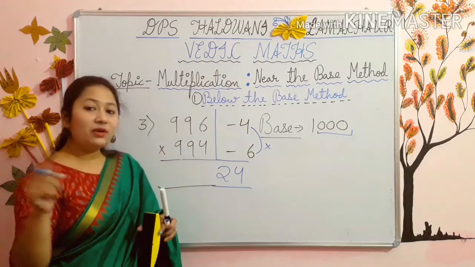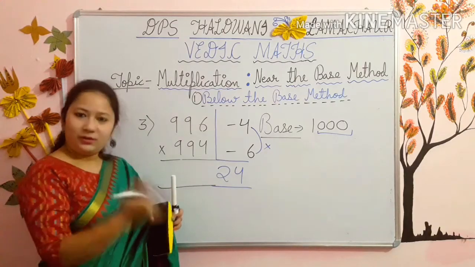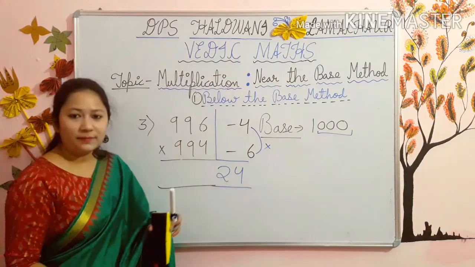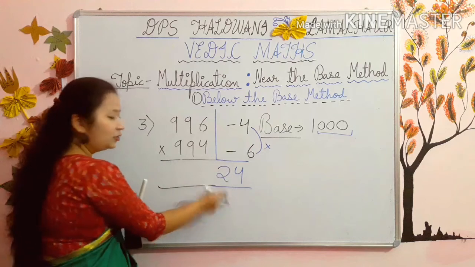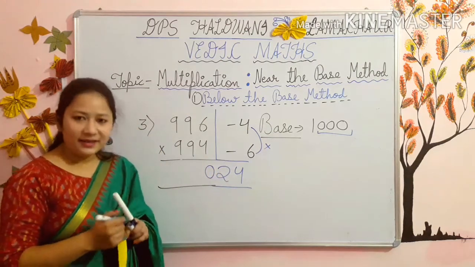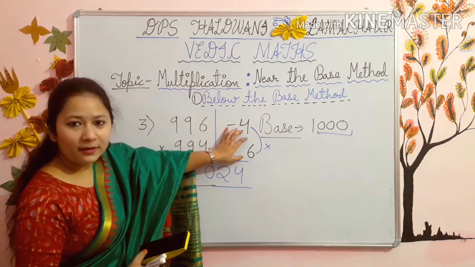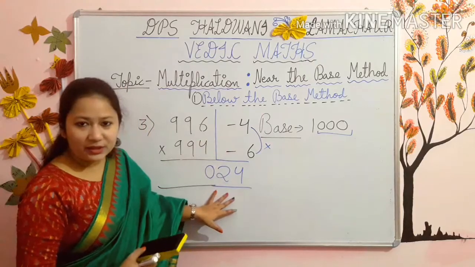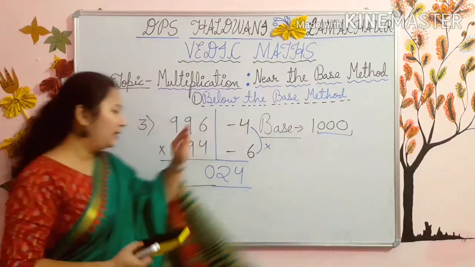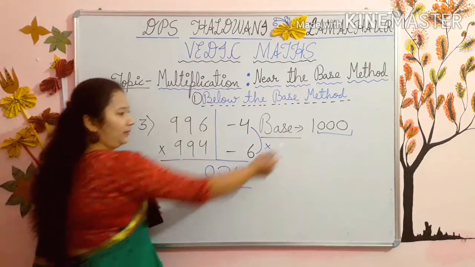Previously the base was 100, so 21 is right. But here your base contains 3 zeros, 3 digits, and here there are 2 digits. So make it 3. Understanding? Whenever you multiply, it should be the same number of digits, same number of zeros. The number of zeros and the number of digits should be the same. Now it's 3, it's 3.